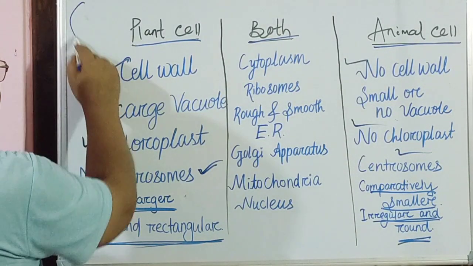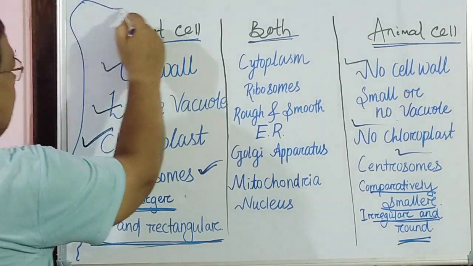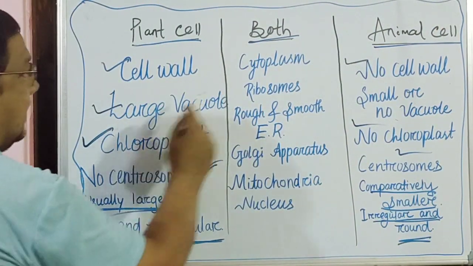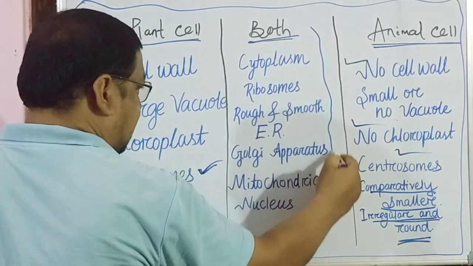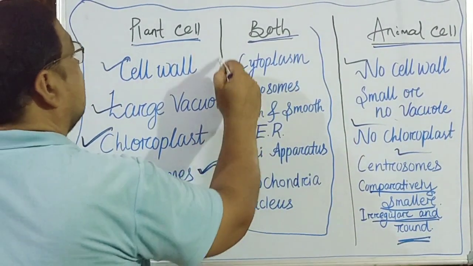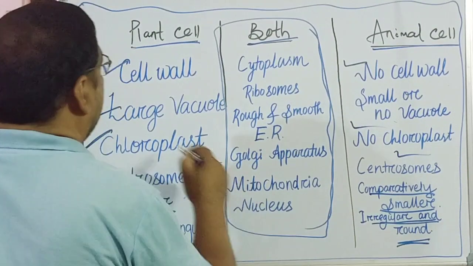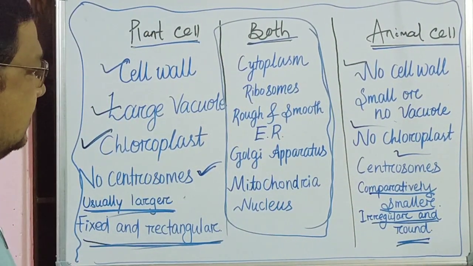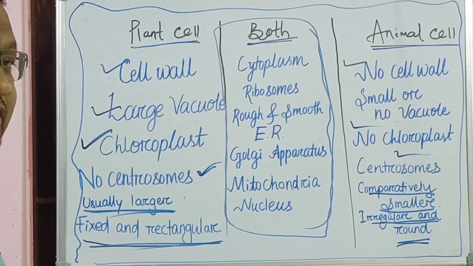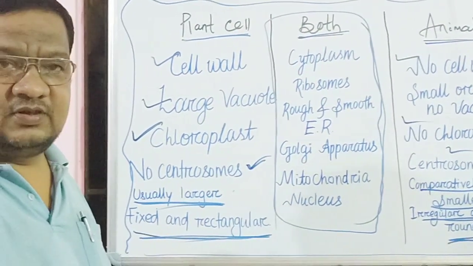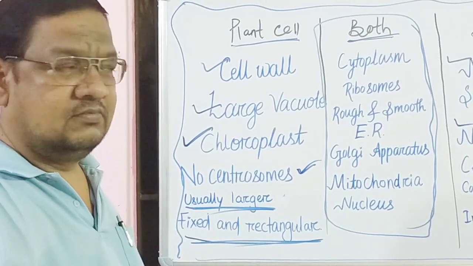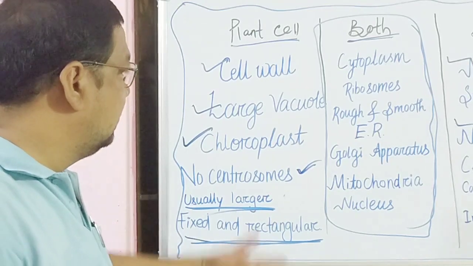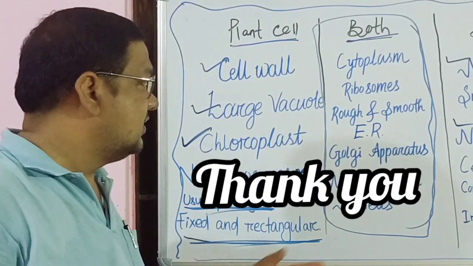Note it down and read two to three times. Easily you can remember this. What are the differences between plant cell and animal cell, and what are the similarities between plant cell and animal cell. This portion is the similarity and this portion is the differences. Maximum times this question comes in your exam: what are the differences between plant cell and animal cell? Or draw a labeled diagram of plant cell or animal cell. By this you can easily remember the differences and similarities.